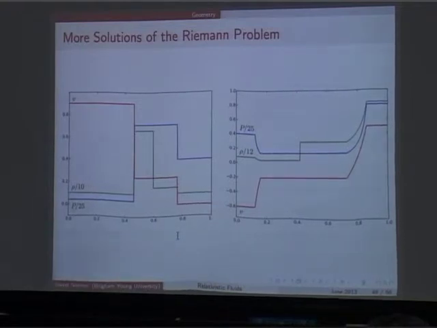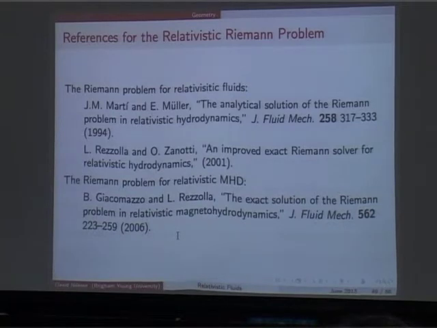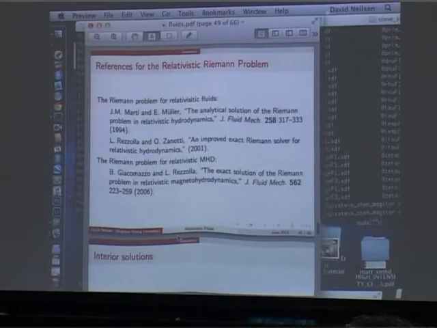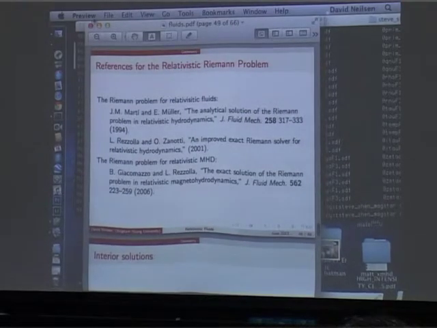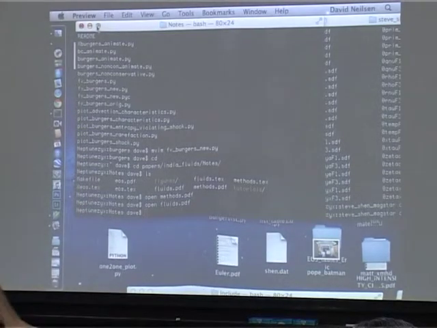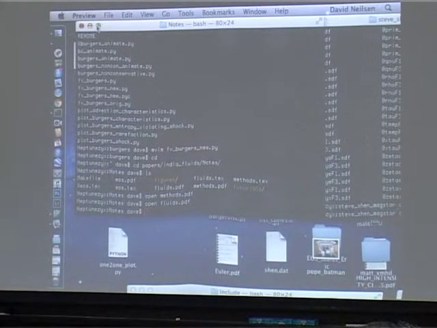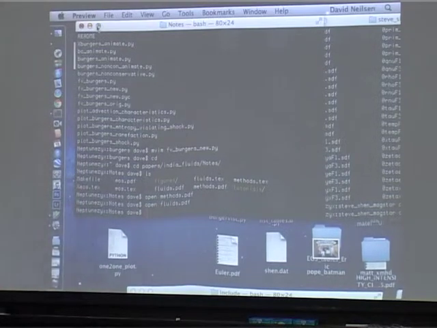Okay? We will use these solutions now, so I have references there, to work on numerical methods. And this is probably a good time to take a break, because when we come back, we're going to use this Riemann problem to design a numerical scheme.